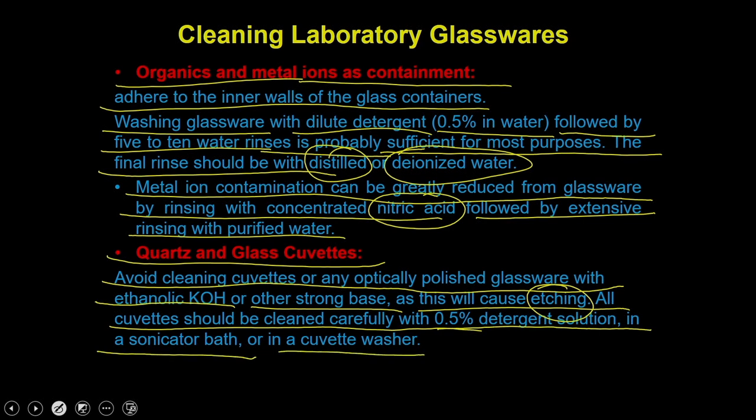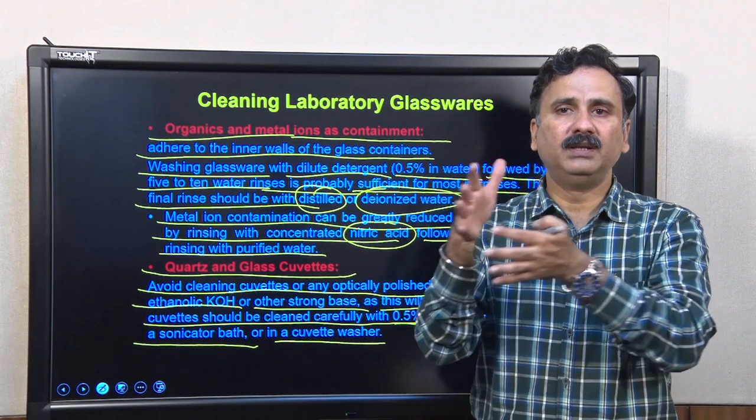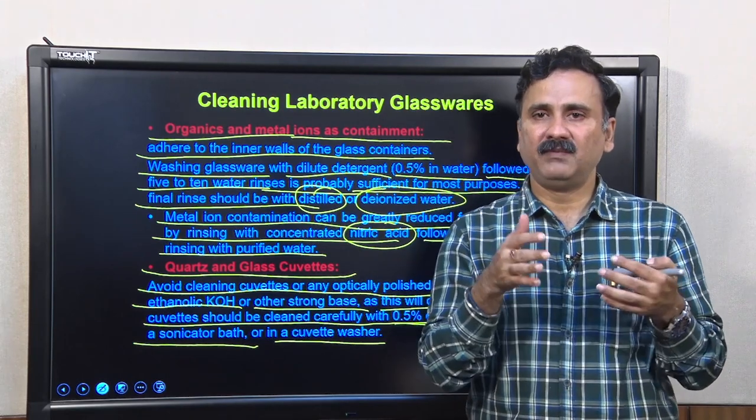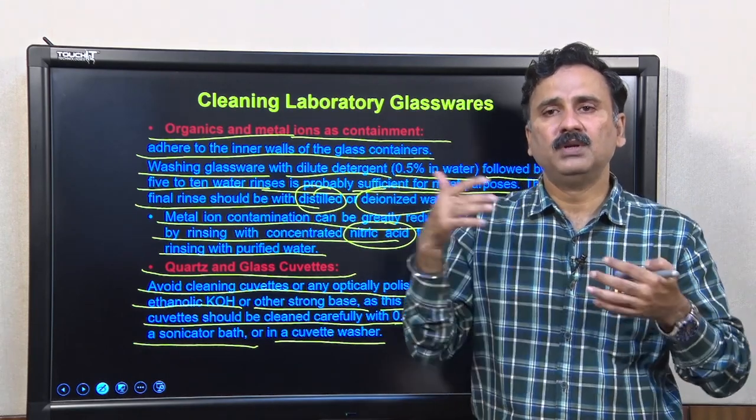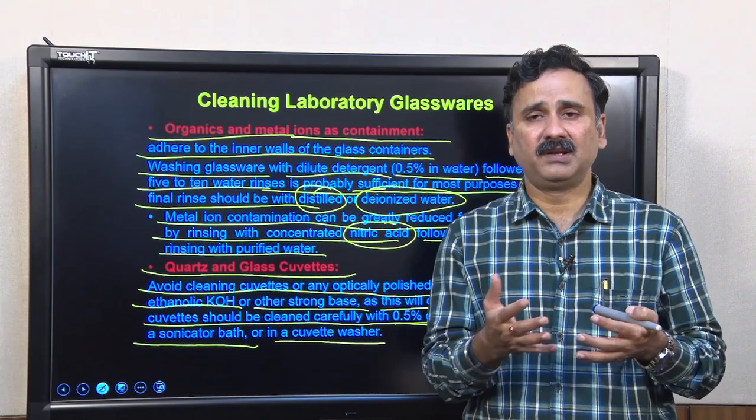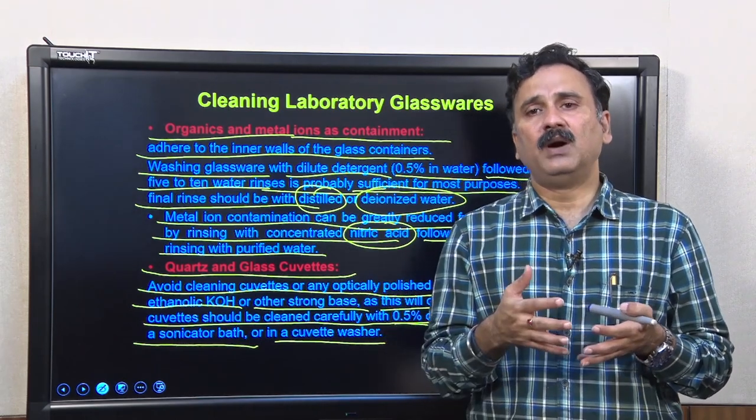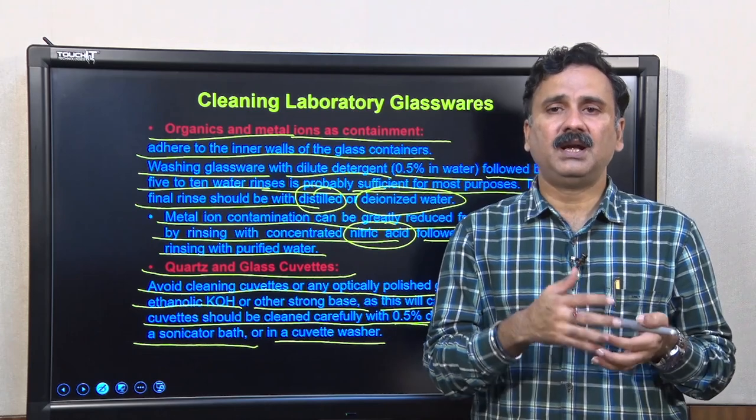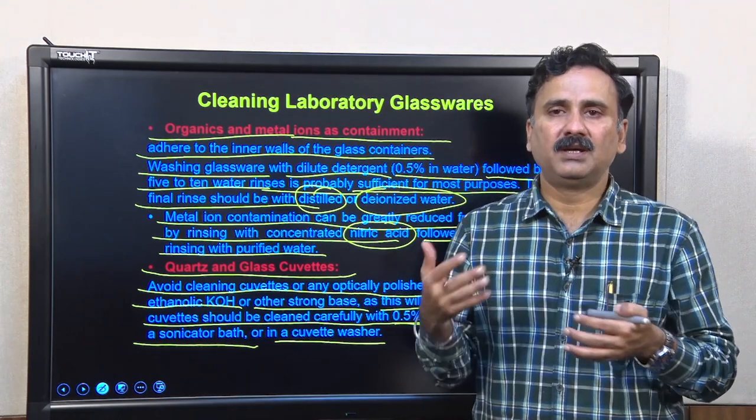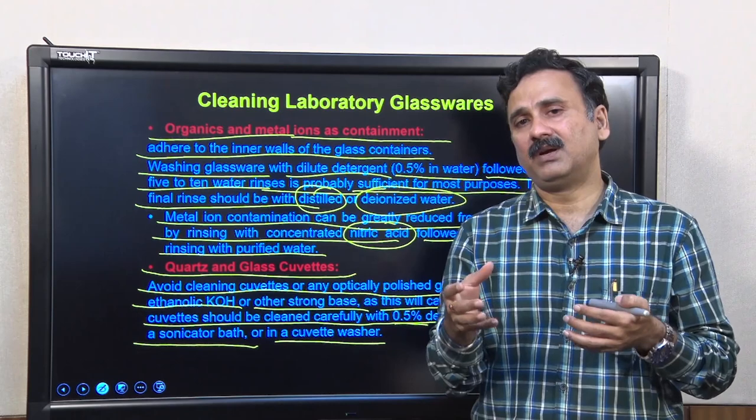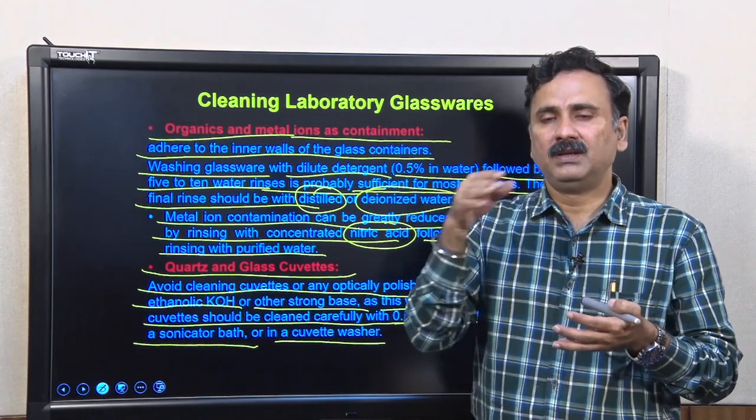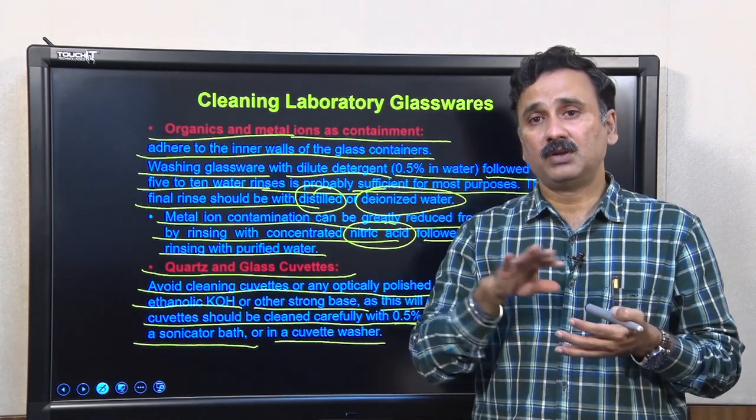So with the cuvette, whether it is a quartz cuvette or a normal glass cuvette, you have to be very, very careful that you cannot use harsh chemicals like alcoholic KOH. You have to use a mild detergent, and then you can use the sonicators or the sonic bath, because if you keep them in a sonic bath, all the contaminating material is going to be removed.